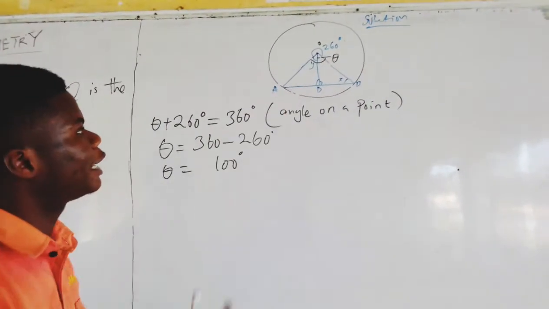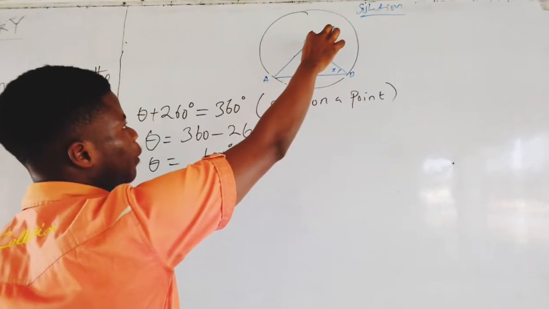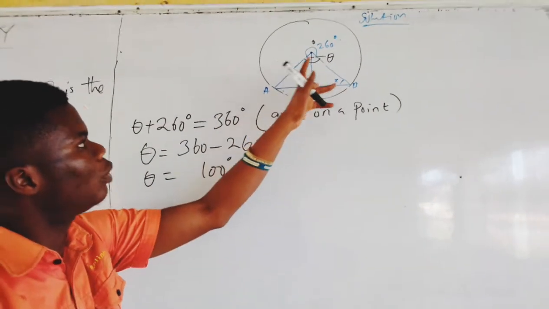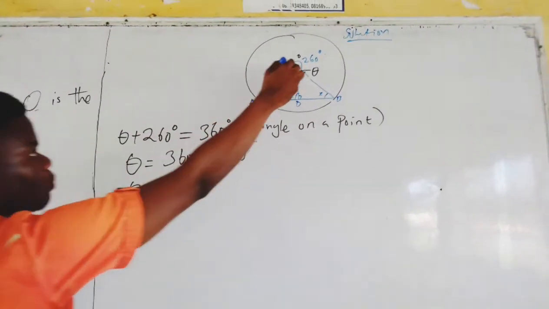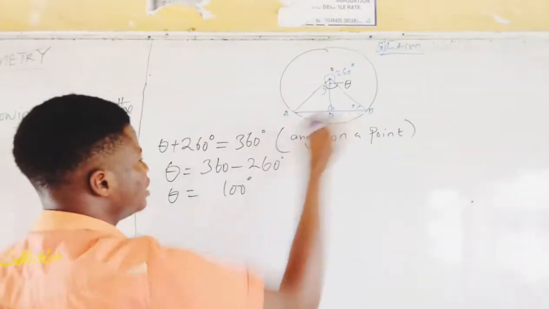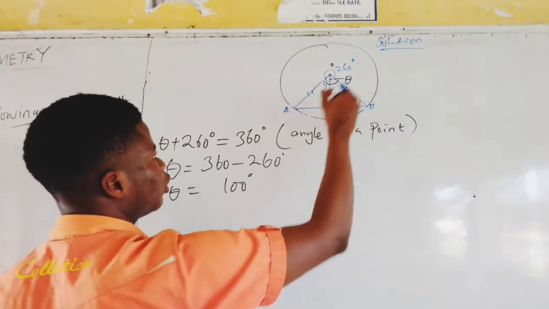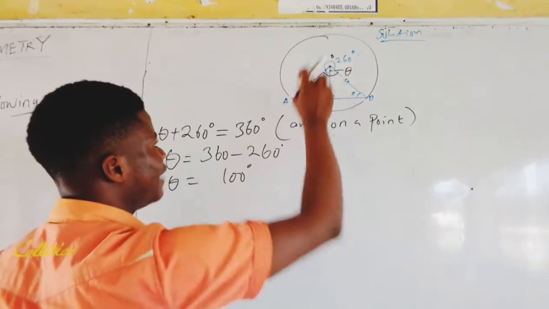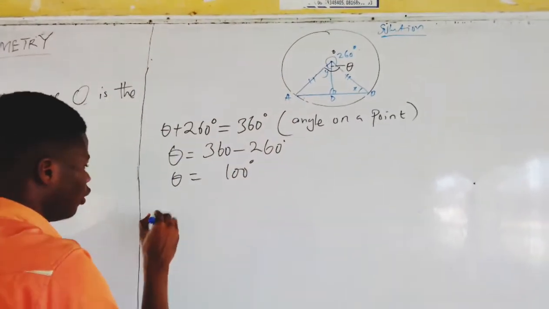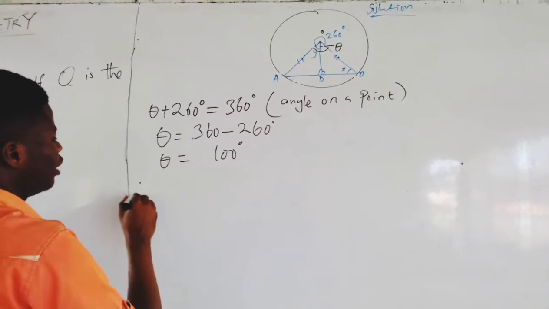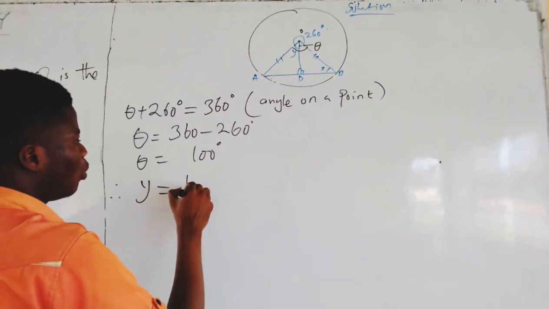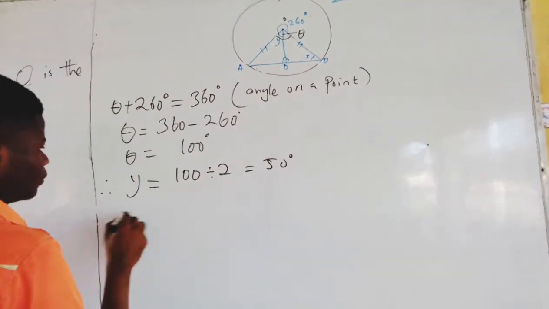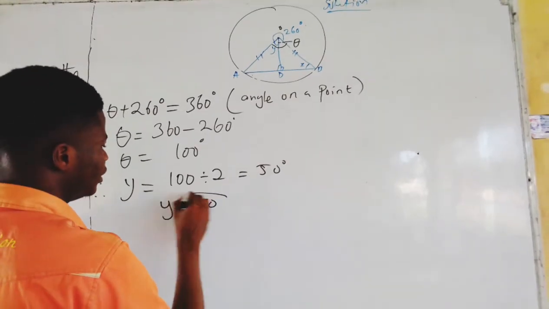So what is our y? You can see from this diagram that this straight line from the center of the circle to the chord is dividing theta into two equal parts. You can also see that OA and OB, the radii of the circle, are equal. So this angle here is equal to the angle here. If the whole of this angle is theta, and I divide by 2, I will have my y. So y is equal to 100 divided by 2, which is equal to 50 degrees. So my y is equal to 50 degrees.